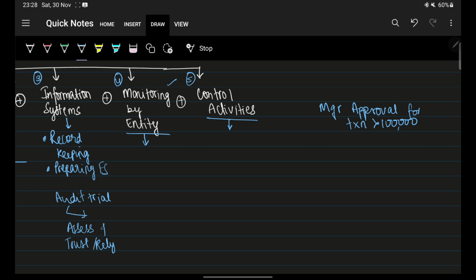So different entities will require different kinds of control activities. Somebody, like how we have two-factor authentication, this is to ensure that the management directives are being followed. So these are basically policies that are there to prevent fraudulent activity and prevent misstatements.